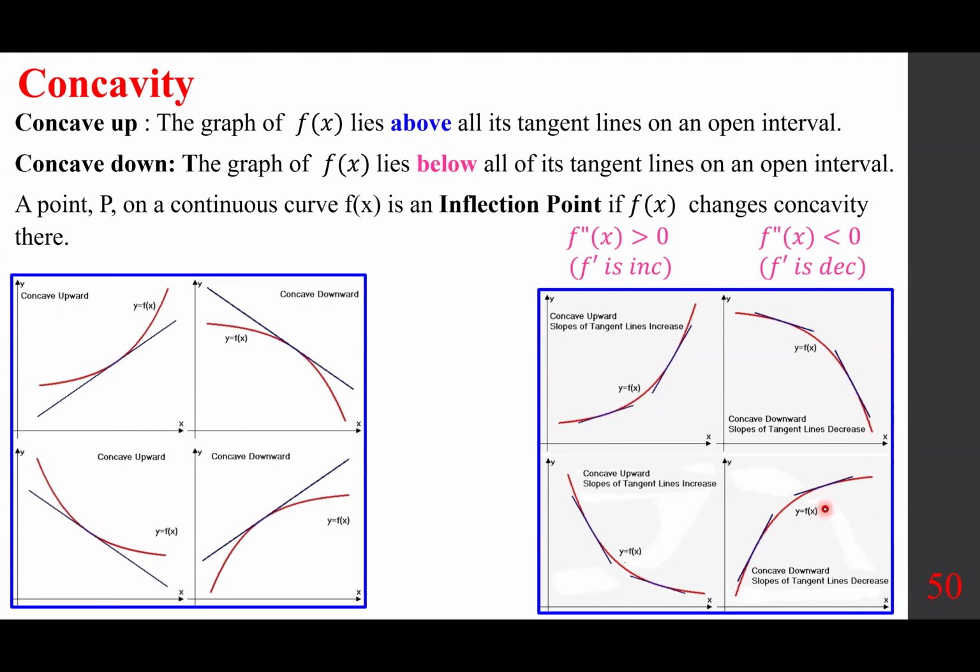And finally, a point P on a continuous curve f of x is an inflection point if f of x changes concavity. Here's the example. Concave down, concave up, point of inflection. Concave up, concave down. This is the point of inflection.